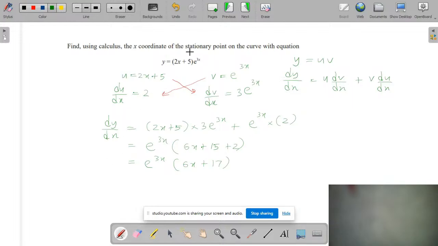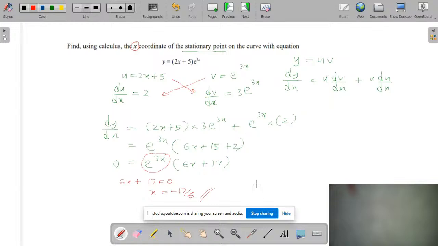In order to find the stationary point, we equate this to 0, but we know that the e to the power 3x term cannot be 0 because it is not cutting the x-axis. Therefore the only result comes from 6x plus 17 equals 0, so x becomes negative 17 over 6. Normally we also find the y coordinate, but they have asked for only the x coordinate. So this is it.